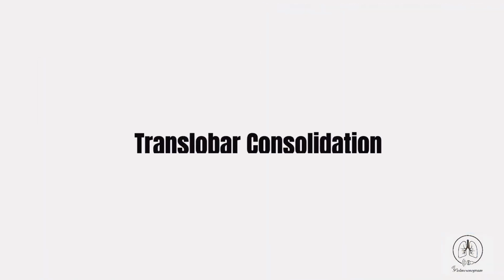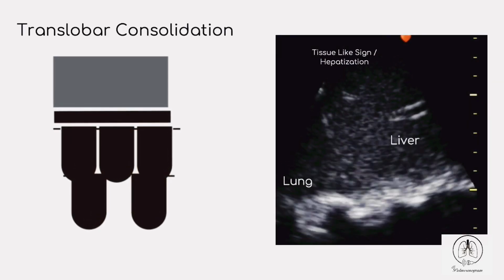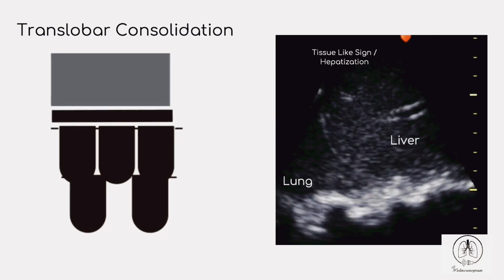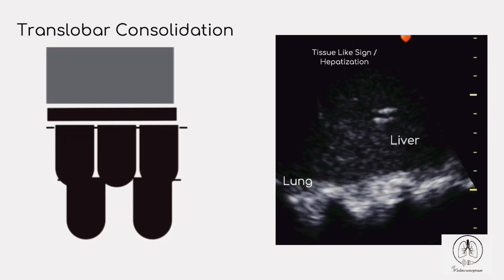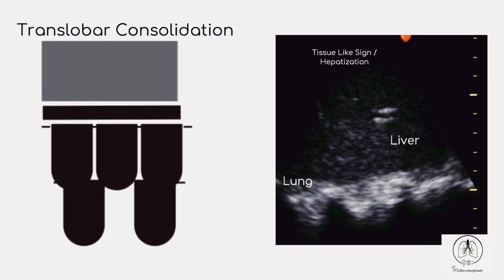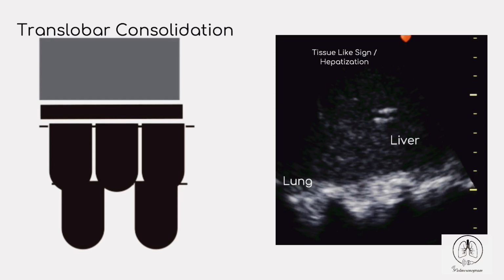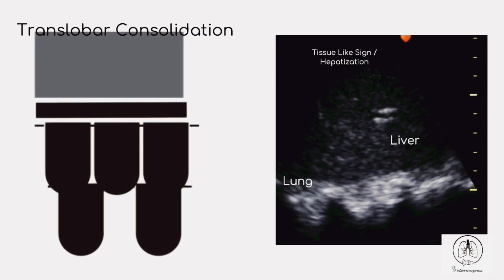In translobar consolidation, the whole lobe is filled with inflammatory exudates. It will allow ultrasound generously to produce a tissue-like image. Lung will look like liver. This is sonographic hepatization, like our pathological hepatization of consolidation. And this is known as tissue-like sign or simply lung sign.